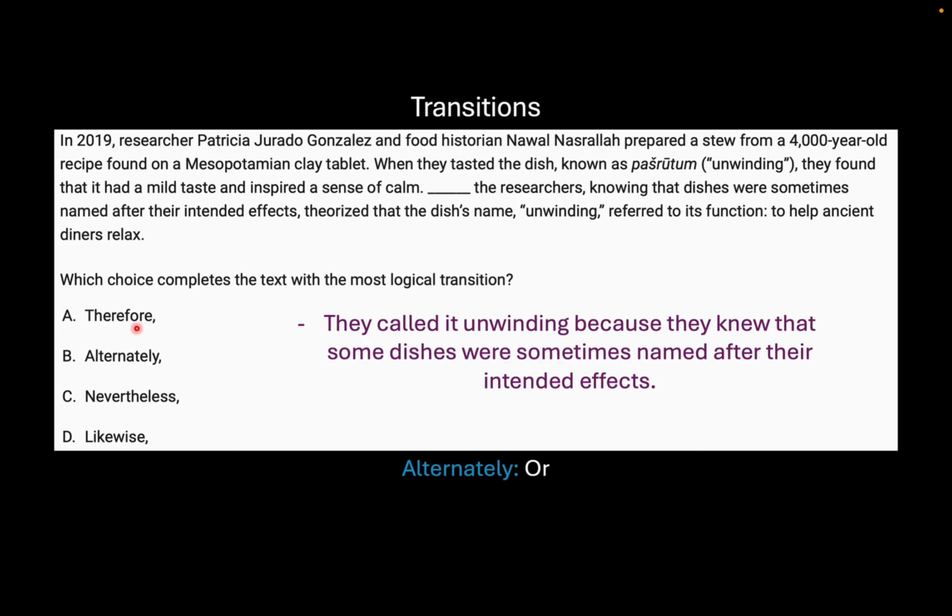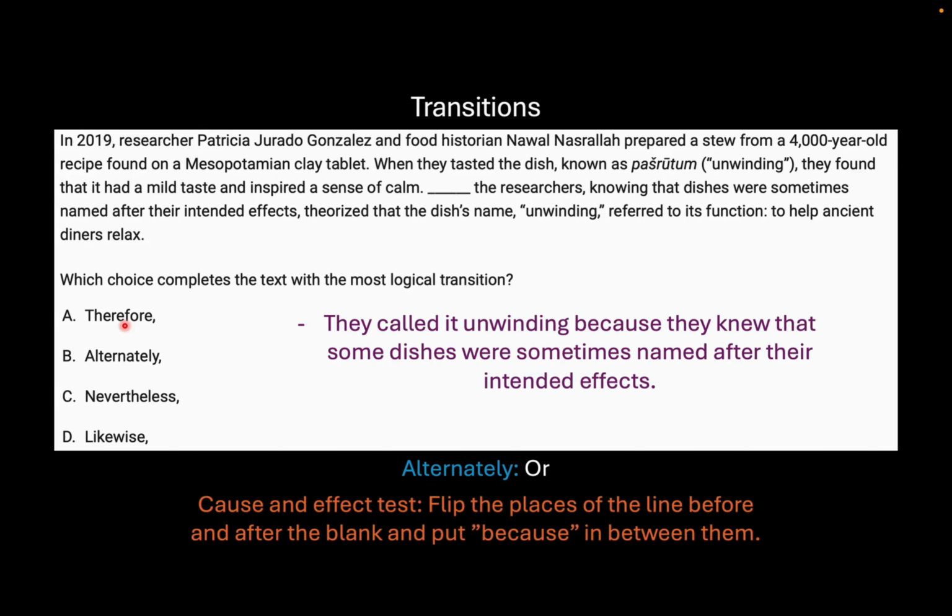So let's look at the multiple choices. A says therefore. Therefore is used when there's a cause and effect transition. Cause and effect basically means as a result. So something happened and there was an effect because of that cause. Sometimes it's really hard to know if it's a cause and effect transition or if it's a continuation transition, or you basically don't know what to do. So in this case, when I'm unsure, I use the cause and effect test. So basically, I flip the places of the line before and after the blank and put because in between them.